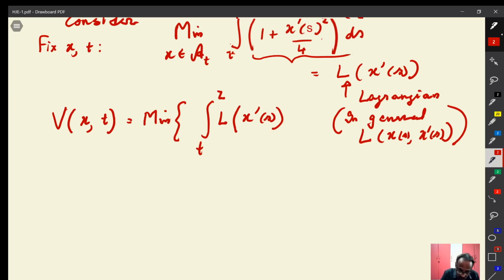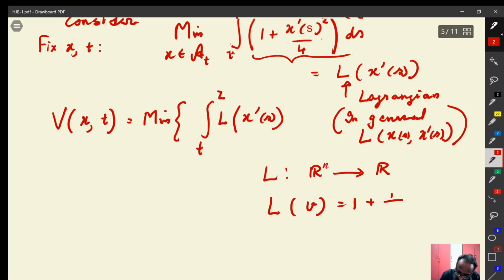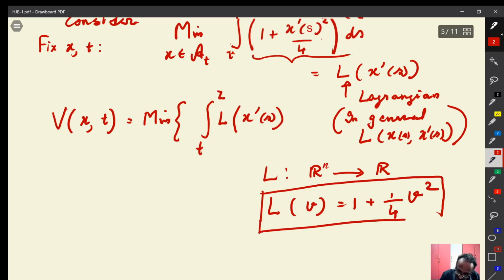Okay, L of x. But what is L here? L is a function from Rn to R. In this case you can think of it as a one-dimensional function also. In more general cases you can consider L from R to R, where L of v is equal to 1 plus 1 by 4 v square. That's the Lagrangian which we are considering. It's a special case of a Lagrangian. So you want to minimize it.